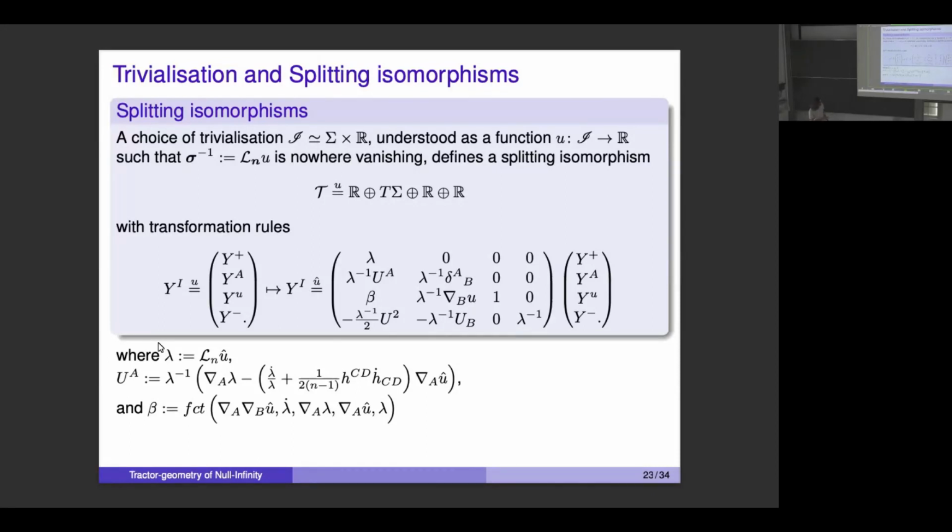This U is this. And the beta, I don't even want to write it because it's quite painful. You have second derivatives on this U. But as always in tractors, the whole point is you don't use this. You need to prove that they exist, that you have the splitting isomorphisms, and then everything is going to be covariant, and you just don't really need to know what exactly these transformation rules are. It doesn't matter that they are complicated. The whole point is that they exist. And this is going to give you, if you want, a covariant way of talking about trivializing your bundle and all these things. Okay.